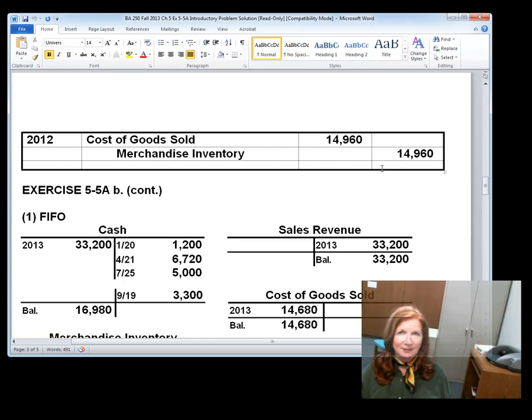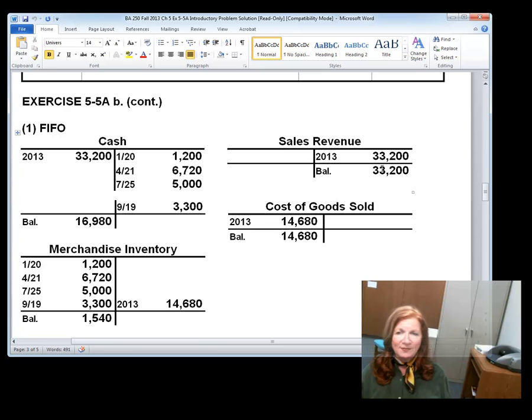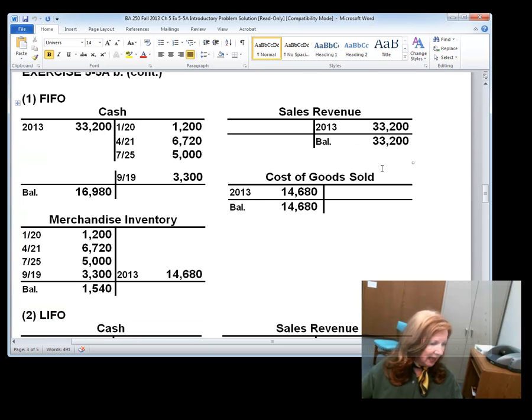inventory was correct. Now, the next part of this asks you to do the T accounts, and the T accounts are on page 213. These are the same T accounts that we've been seeing. Here is FIFO, so we're looking at FIFO right there. There's FIFO. We've got cash and merchandise inventory, sales revenue, and cost of goods sold.